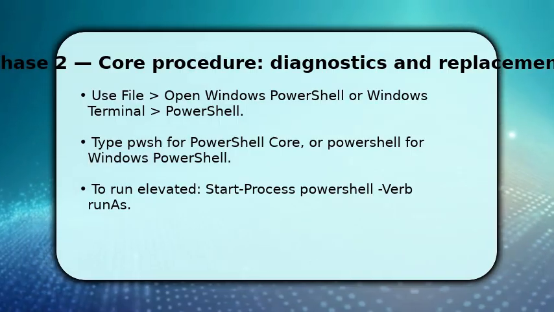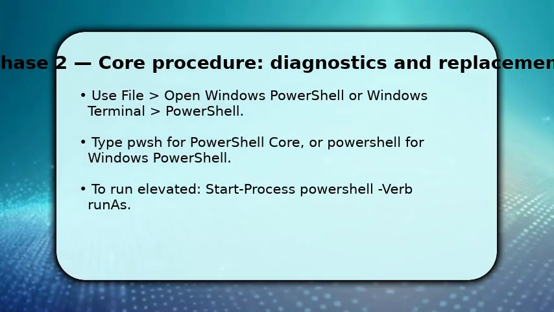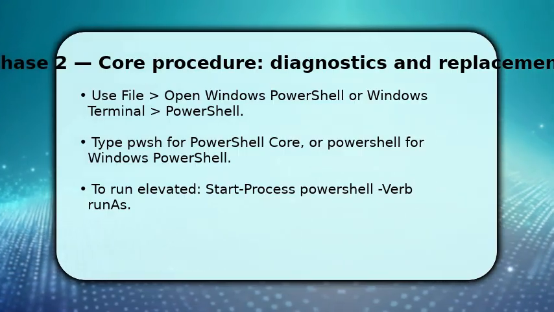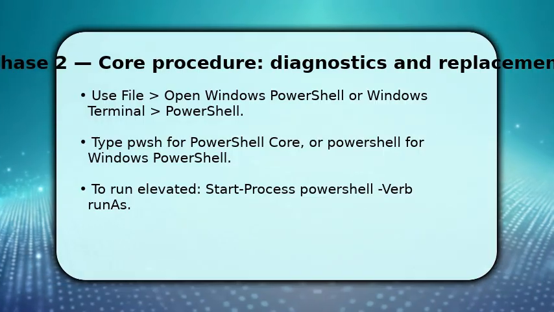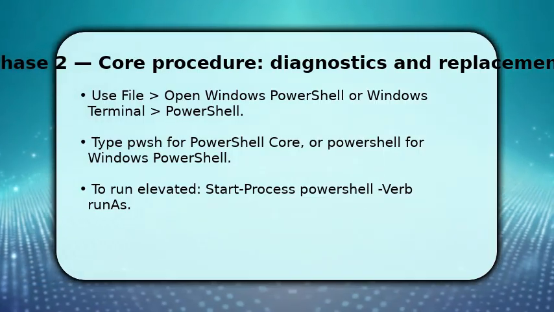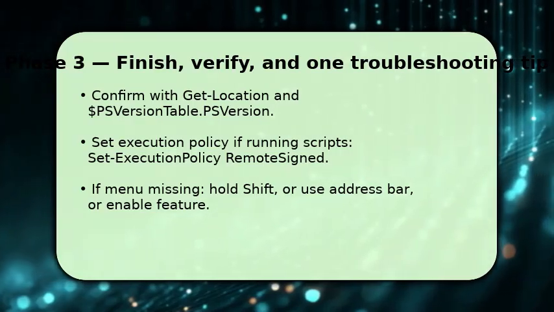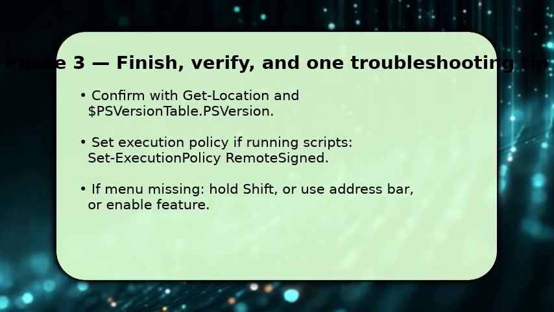Make sure to change directory with cd path if needed, though most methods start you in the right folder. If you use Windows Terminal, choose the PowerShell profile to preserve color and profile settings. You should verify you're in the correct place by running Get-Location and check the engine with $PSVersionTable.